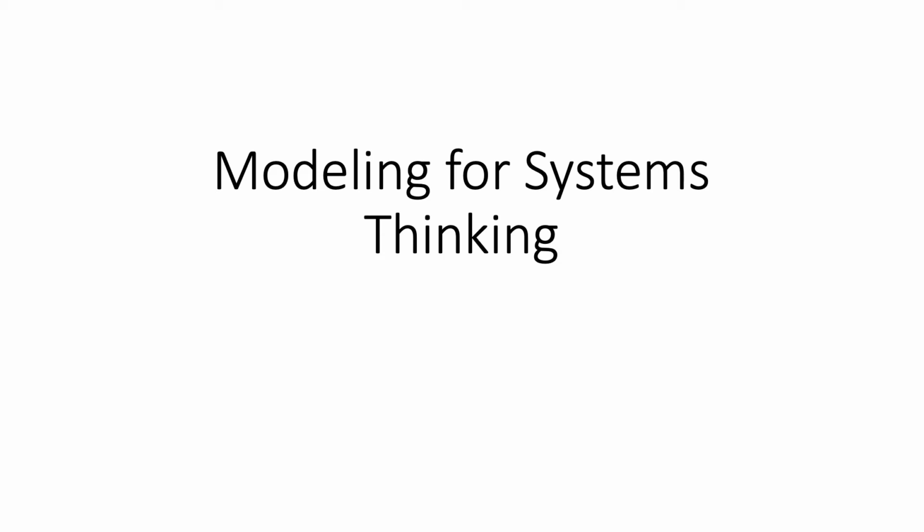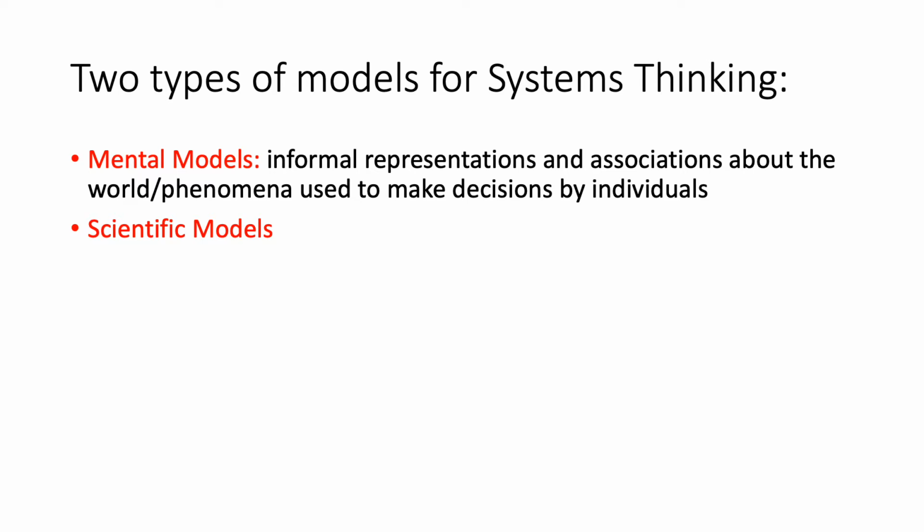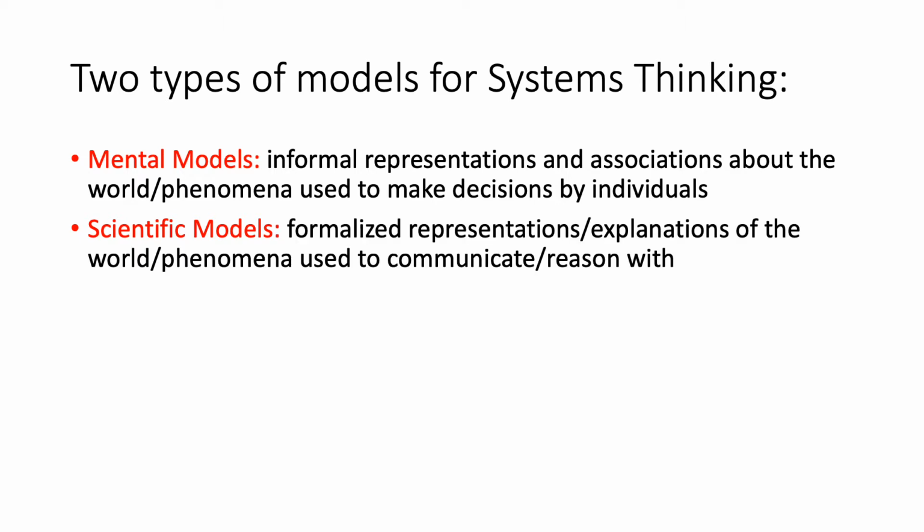This presentation is going to focus on modeling for systems thinking. There are two types of models for systems thinking. There are mental models and scientific models. Let's focus on mental models first. Mental models are informal representations and associations about the world or phenomena used to make decisions by individuals. Scientific models are formalized representations or explanations of the world or phenomena used to communicate or reason with.